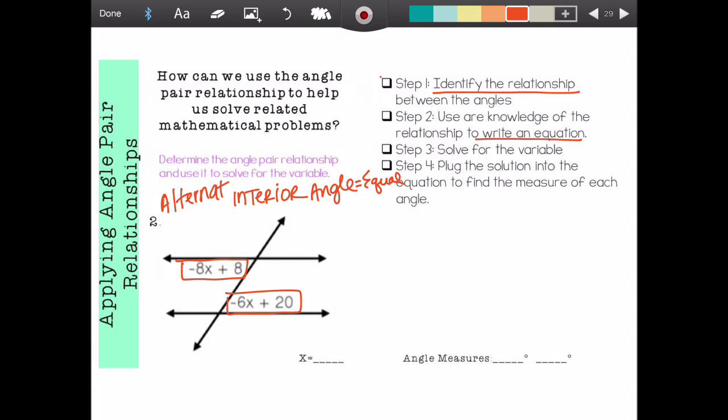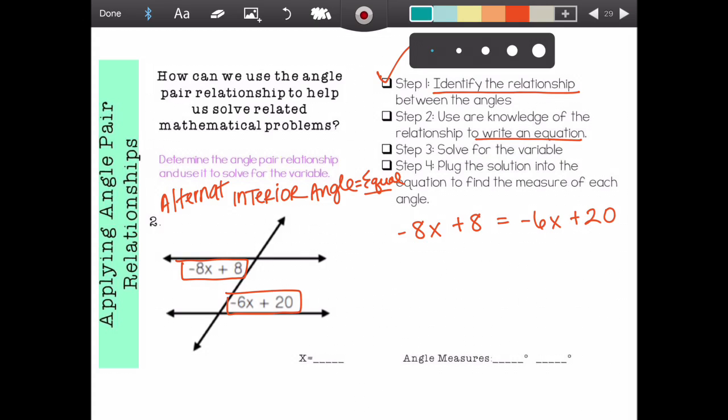Step 2 is to write an equation. So if they're equal, then I need to set them equal to one another. So negative 8x plus 8 is equal to negative 6x plus 20. All right, so step 1 and step 2, I've done those. Step 3 says to solve for x. So that's what I'm going to do.